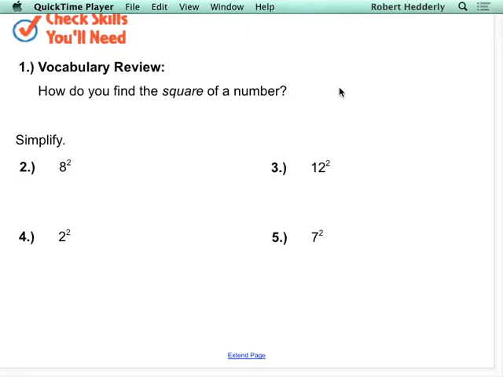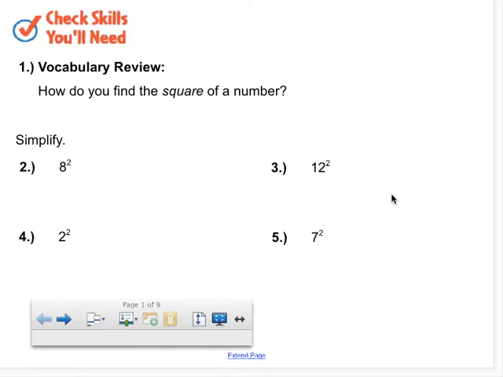Okay, this is second semester math, 7th grade, unit 2, lesson 5. How do you find the square of a number? Throughout the day so far, students have been having a hard time with that. How do you find the square of a number? How do we find the square of a number? What does it mean to find the square of something?